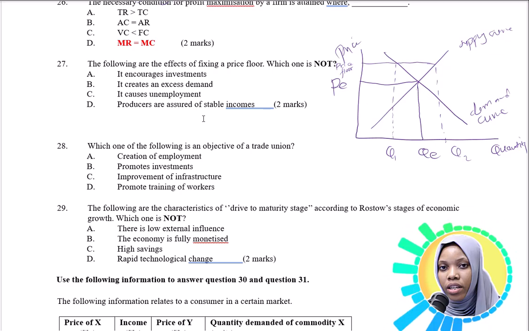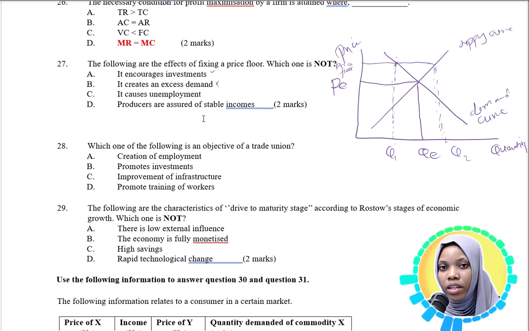Okay, so choice A, it says it encourages investments. There'll be profits, so investments will be encouraged. It creates an excess demand. Demand is here and our supply is here, so the demand isn't that much, so it doesn't create excess demand. Our quantity demanded is Q1 and our quantity provided is Q2, so it doesn't create excess demand. It causes unemployment, yes.